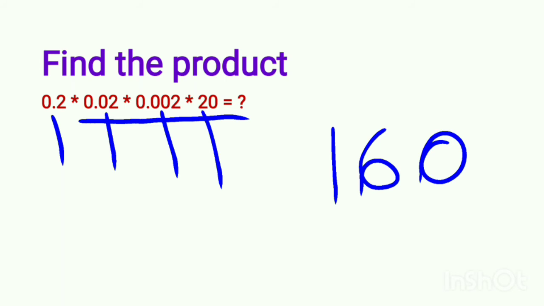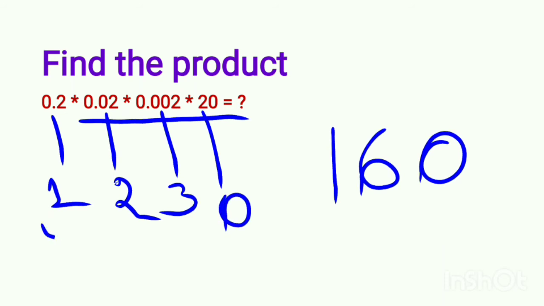In 0.2, 1 decimal place. In 0.02, 2 decimal places. 0.002, 1, 2, 3, right? In 20, no decimal point, so it is 0. In total, there are how many decimal places? 1 plus 2 is 3, 3 plus 3 is 6, right?